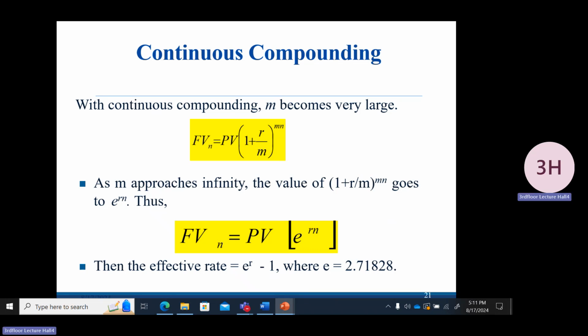Then the effective rate we can also calculate. 2.71828, e to the power r, 12%. From the answer you have to deduct 1. So this is the effective yield or the effective rate in continuous compounding. This is the maximum effective rate. How much is it?